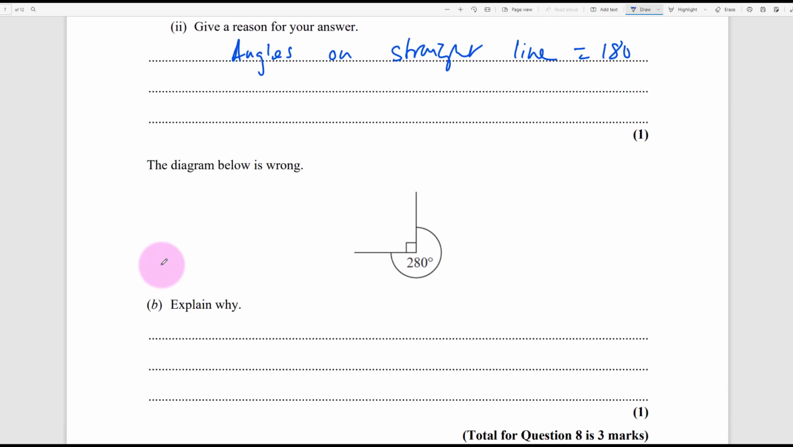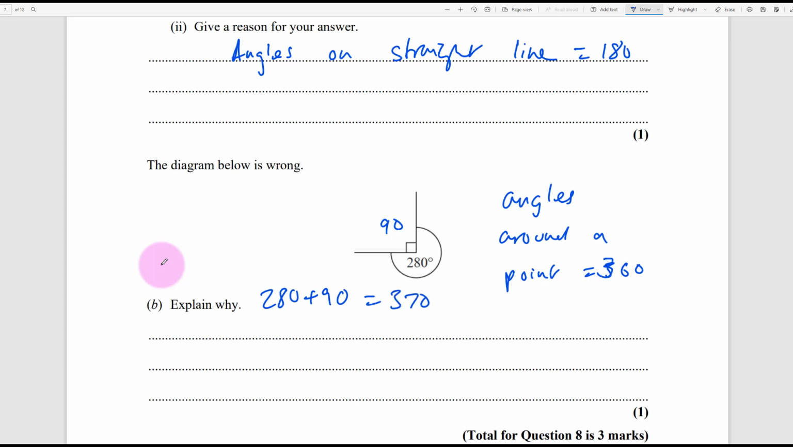Right, why is this diagram wrong? Angles around a point equal what? Equal 360. Right, now that right angle is 90. What's 280 plus 90? It's 370, so that can't be correct. And you just need to write that information down.